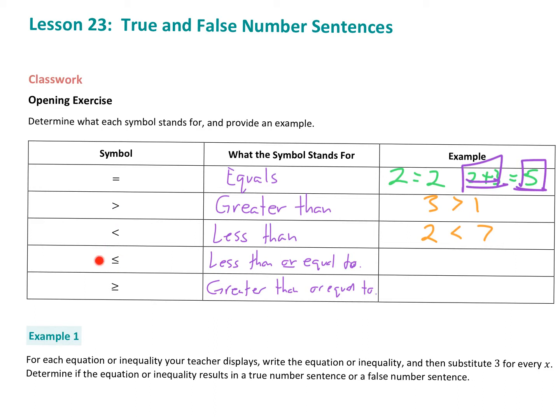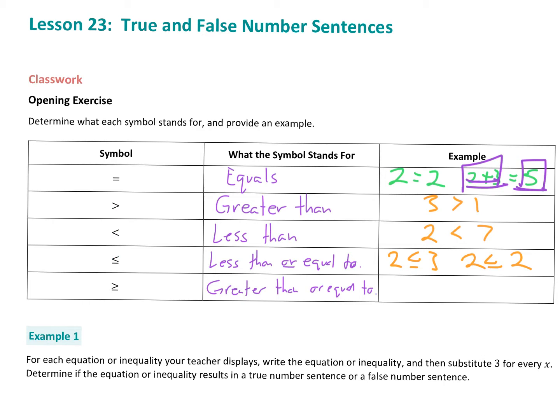And these two might be new, but these, you might notice, have a little line under them. They're a combination of all these three symbols. So this, by itself, would be less than, but since it has that line under it, it means less than or equal to. So an example of that could be 2 is less than or equal to 3. 2 could also be less than or equal to 2 because it is or equal to.